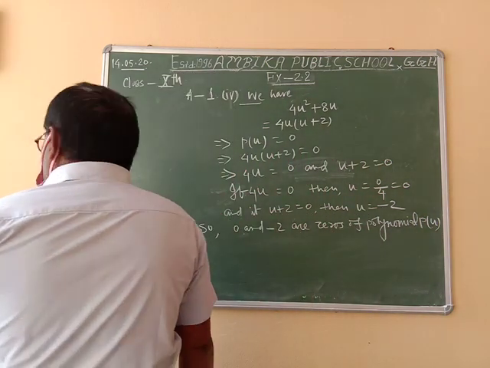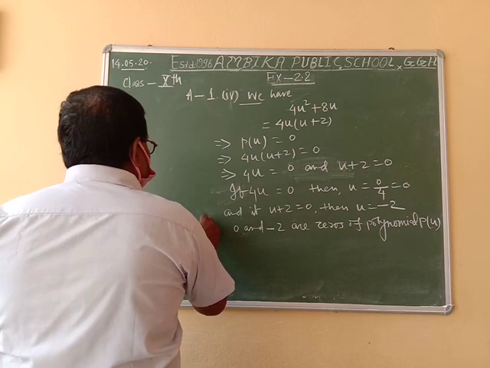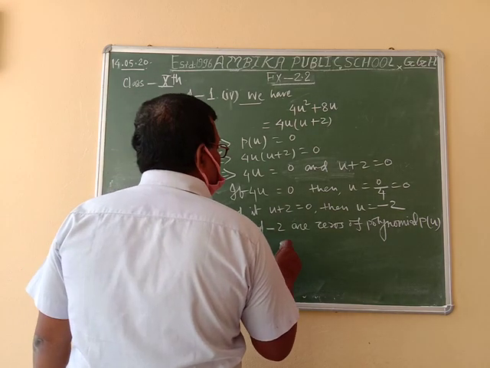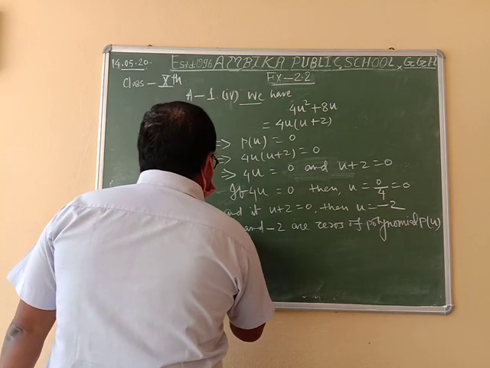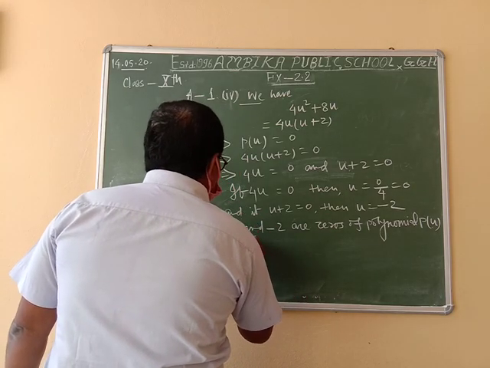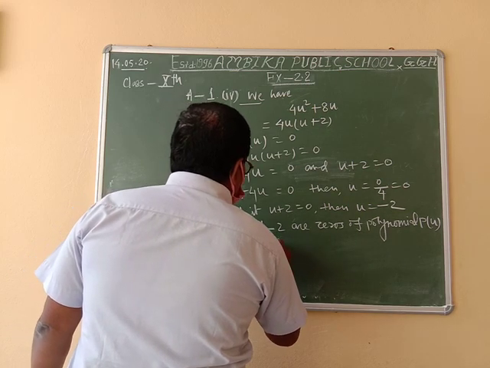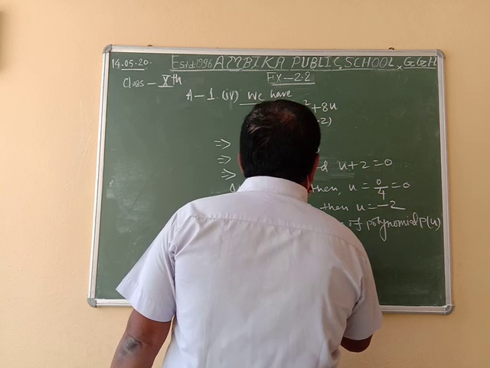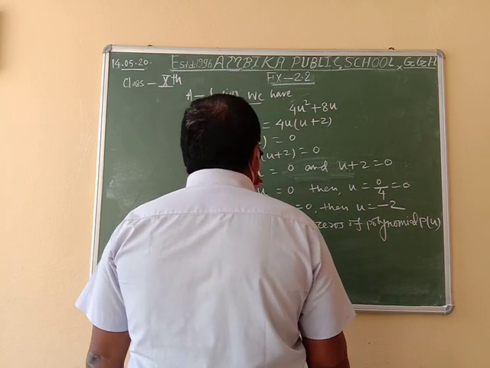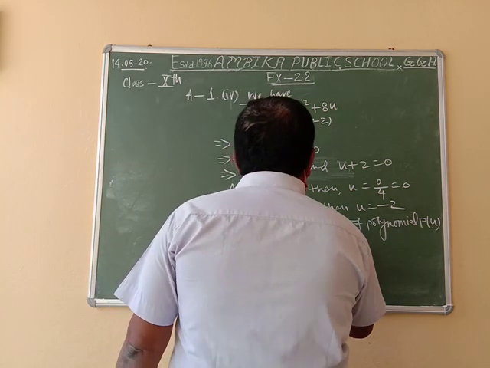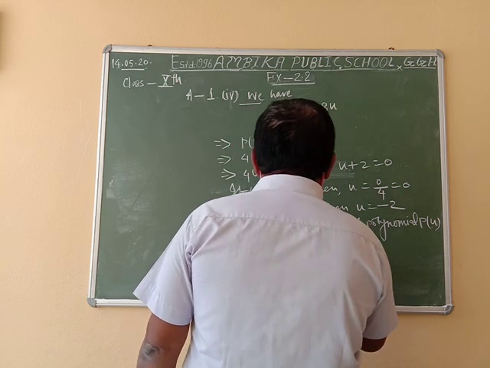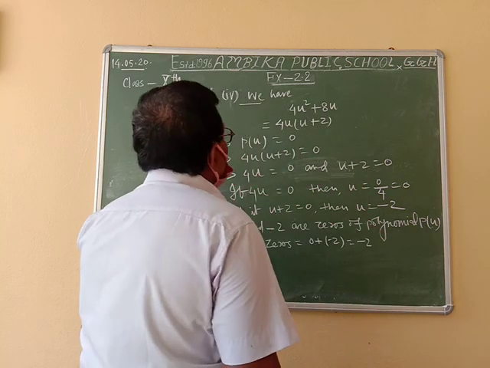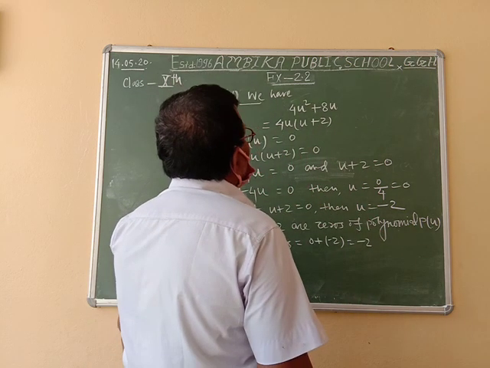Now I am going to check the relation. Sum of zeros is equal to 0 plus minus 2, which is equal to minus 2.